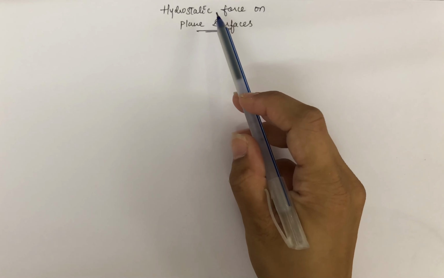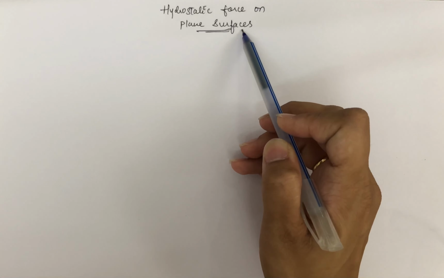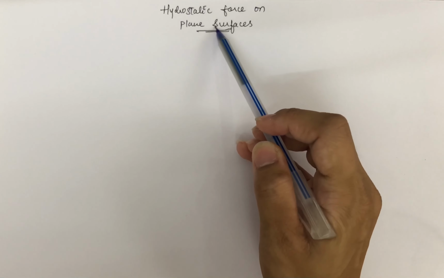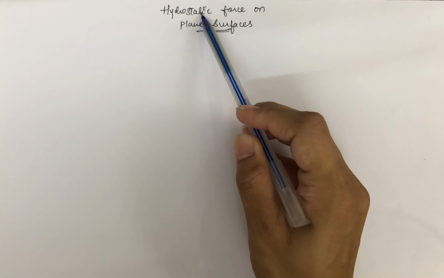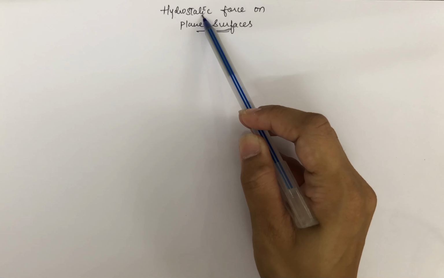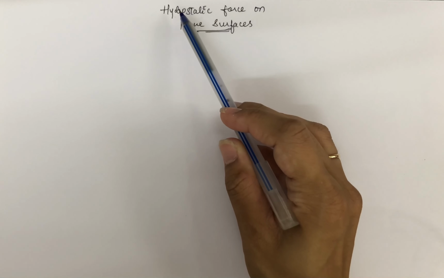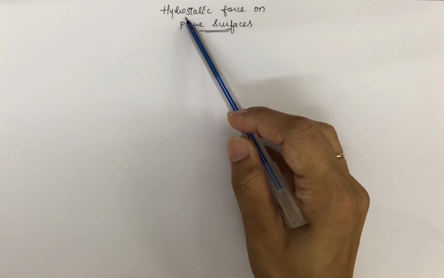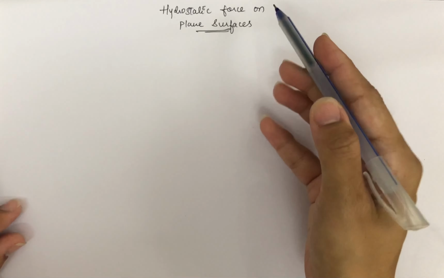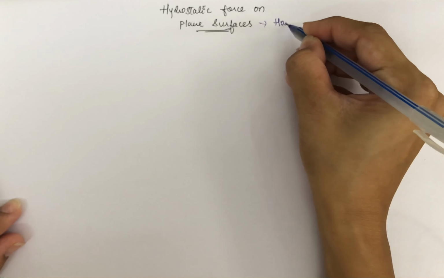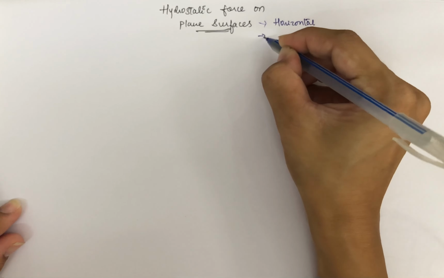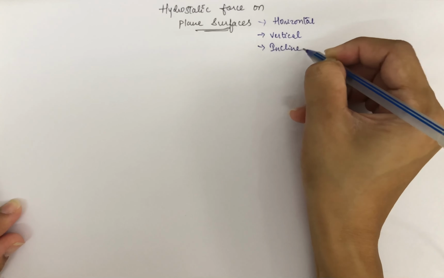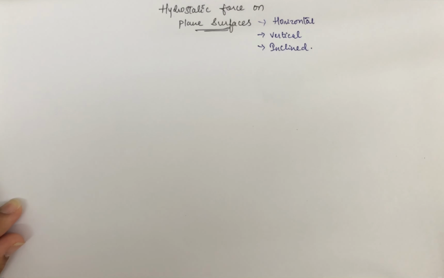So here we are going to learn about the topic hydrostatic force on plane surfaces. Hydrostatic force is a force which is exerted by water on plane surfaces when it is at rest, because here hydro means water, static means rest. So the force exerted by the water when it is at rest on different plane surfaces is referred to as hydrostatic force, and these plane surfaces could be horizontal, vertical or inclined.